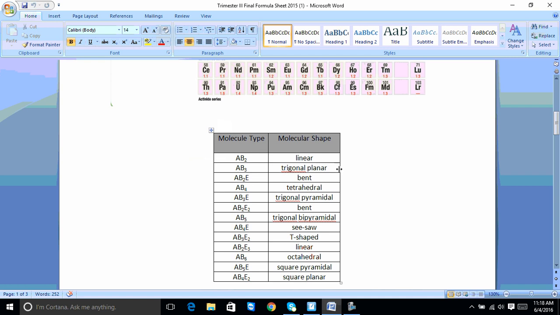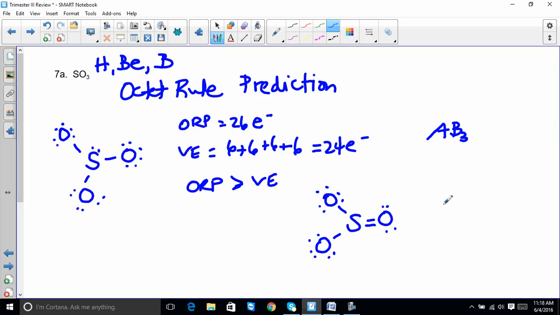You have to learn how to use this sheet. These are the shapes you're responsible for. So you can see on here that AB3 is trigonal planar. This is how I'm filling out where it says type and shape: trigonal planar. And that takes care of that first row on your review sheet.